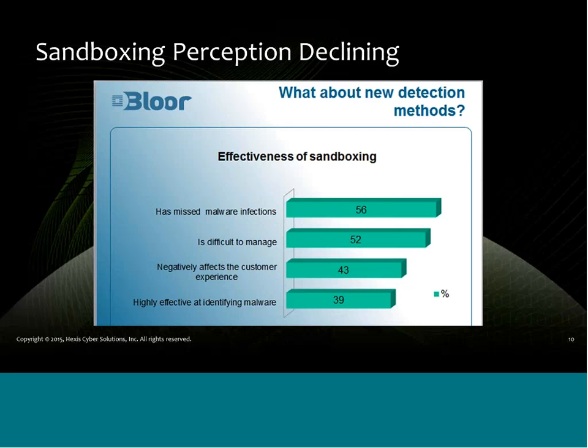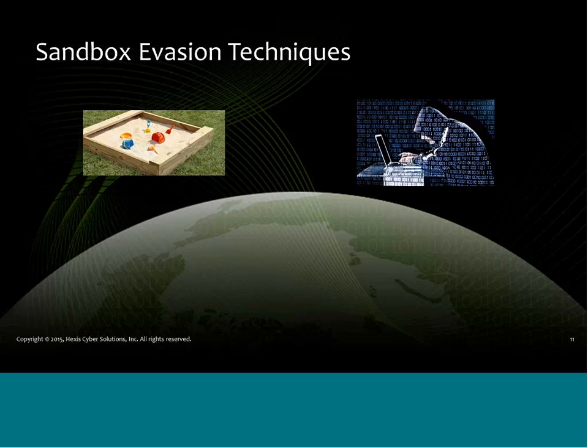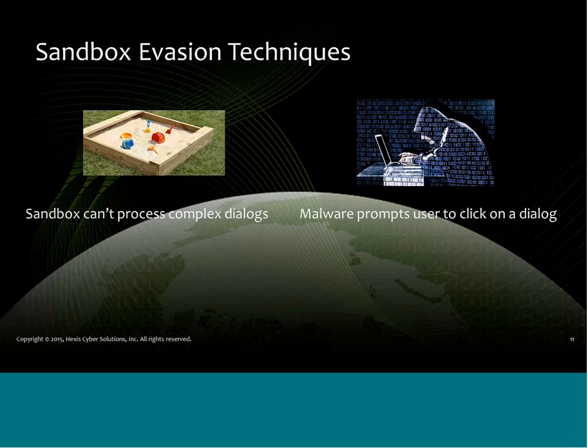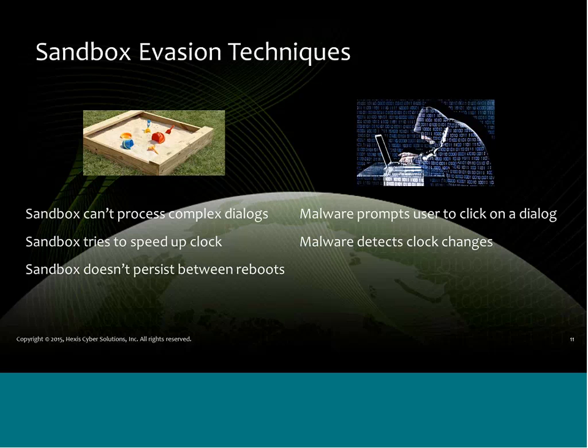But now the ability to evade sandboxing makes it very difficult to catch most types of attacks. The main reason is that they're looking to see how the sandbox operates as a machine, knowing that the end user is on the endpoint. A sandbox may not process complex dialog boxes, so the malware will prompt the user to click on a dialog. The sandbox tries to speed up the clock. If the malware tries to sleep, now the malware can detect clock changes and not execute. A sandbox doesn't persist against reboots. Maybe the malware only starts on reboot.